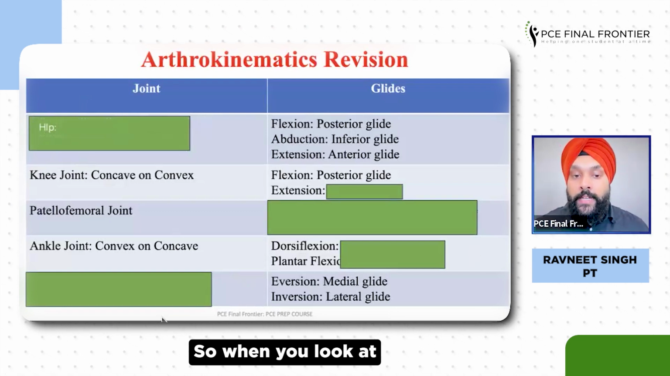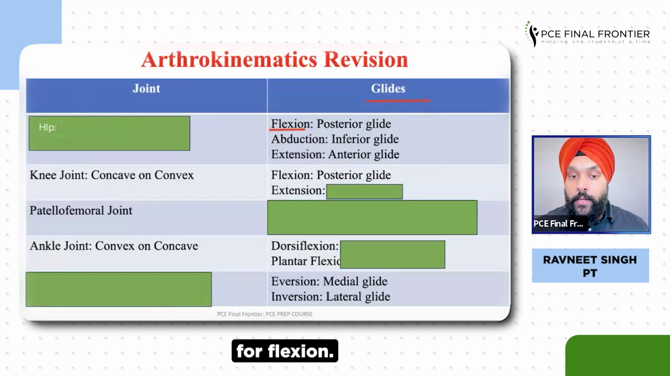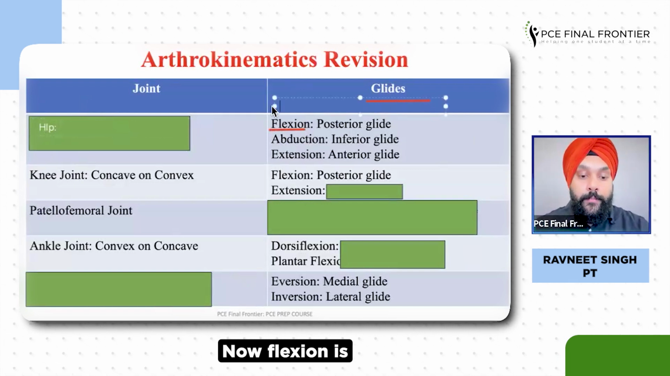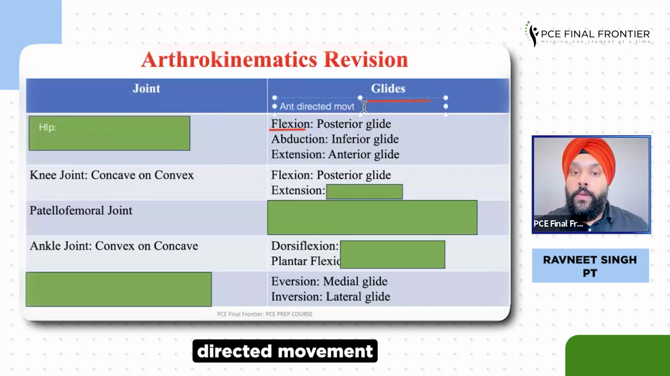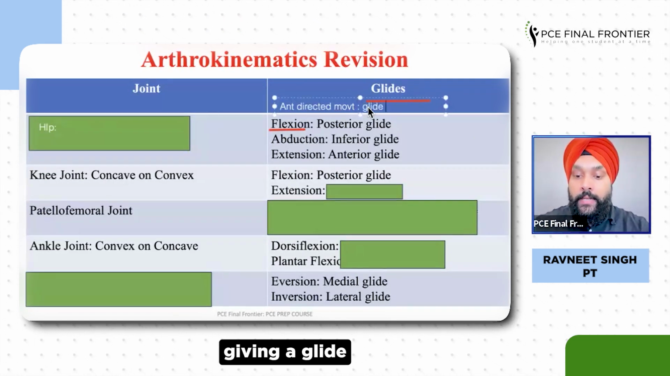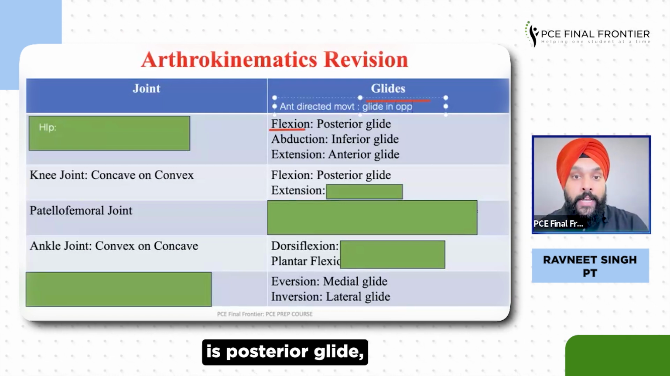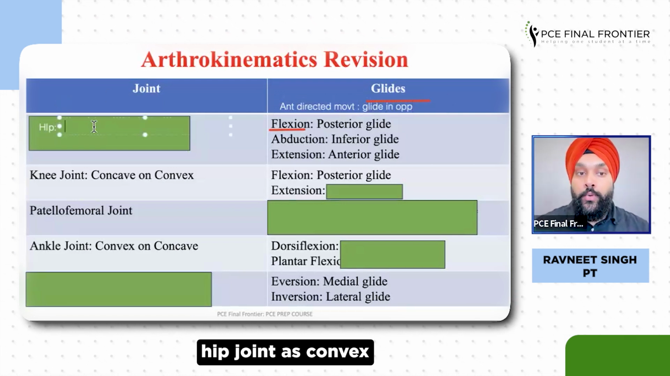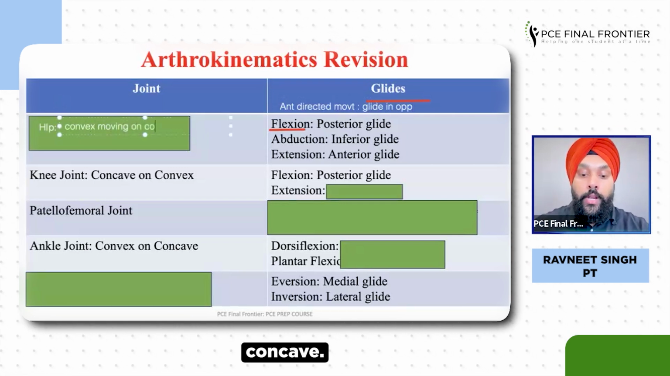So when you look at the slide on the right side, it says for flexion. Now flexion is an anterior directed movement. For the anterior directed movement, if you're giving a glide in the opposite direction, which according to the slide is posterior glide, that means we're looking at the hip joint as convex moving on concave.